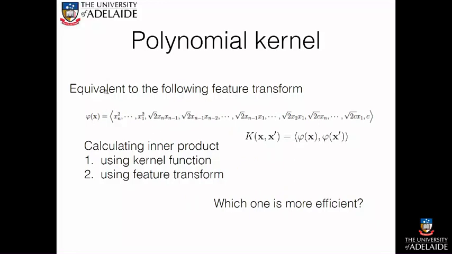So in the case of D equals 2, this is equivalent to explicitly transforming the original data into a high dimension, right? All right, so here we have a question. You can calculate the inner product by using the kernel function or using the feature transform. Which one is more efficient? You can just do a simple calculation.